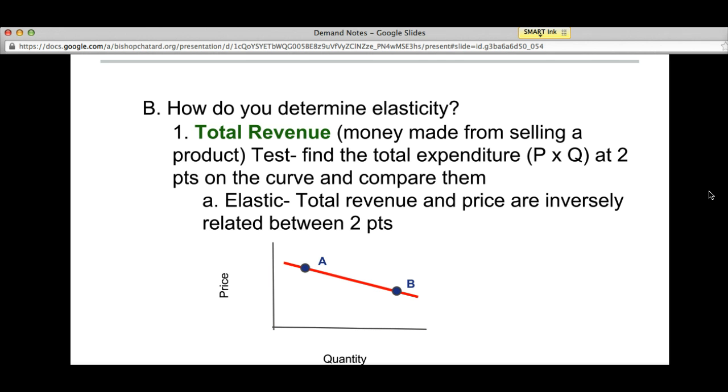Okay? So put on there point A and point B. Now, at point A, the price is $25. At $25, we're going to say that there are 5 people willing to buy this product. I didn't even give a name of what this product is. It doesn't really matter.